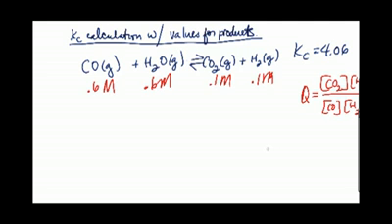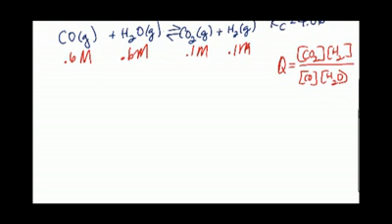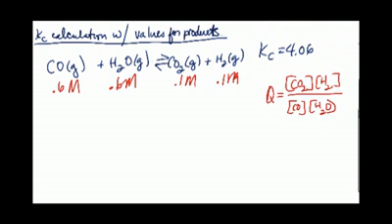Today we're going to look at Kc calculation with values for products as well as the reactants initially. Because we're not at equilibrium, what we need to do is figure out Q to figure out which way the reaction is going to proceed to get to equilibrium. Once we do that, that tells us what the sign of our change is going to be.